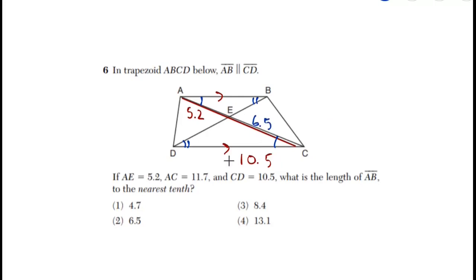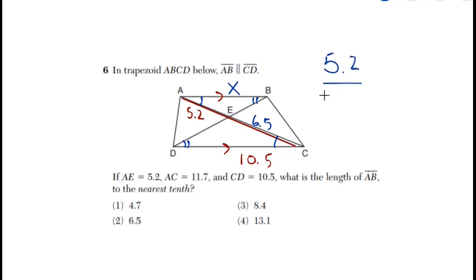Now, what we're looking for is this. I'll put this as X. We're looking for the length of AB. And because we know that these triangles are similar, we can create a proportion. There's multiple ways that we can write this proportion, but let's do this. I like to put the corresponding sides of the opposite triangles as numerator and denominator. So 5.2, that's going to be the smaller side because it's smaller than that.